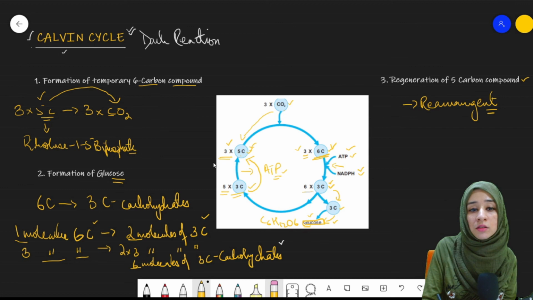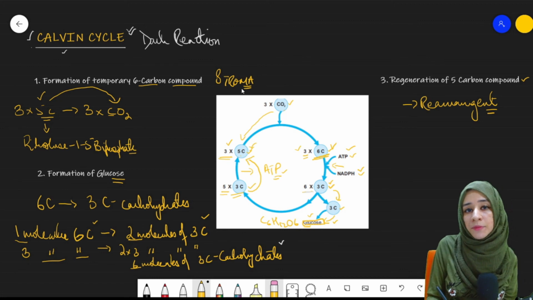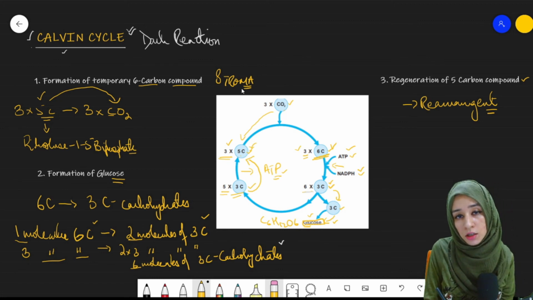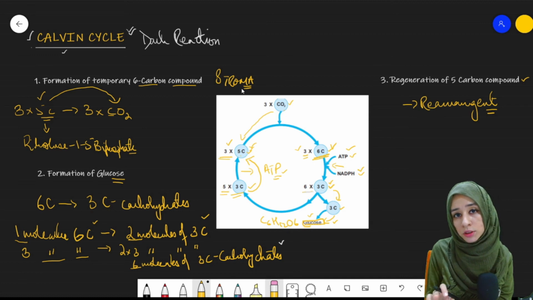This process usually occurs in the stroma of the chloroplast. It occurs in the stroma of the chloroplast. I hope this clears up the whole process.